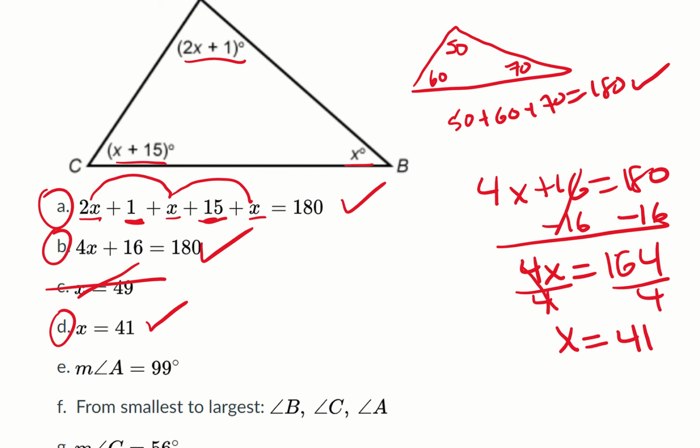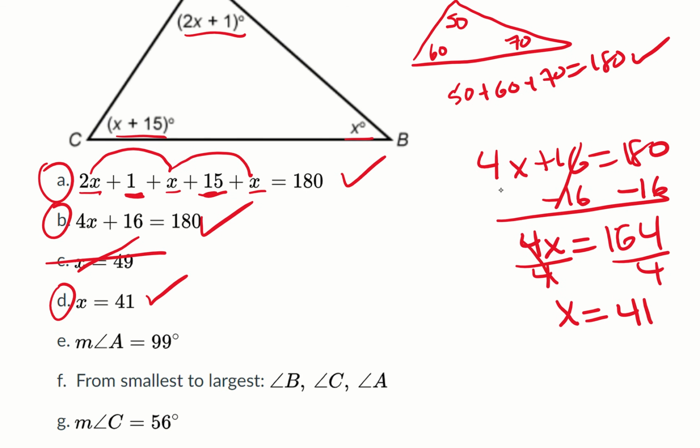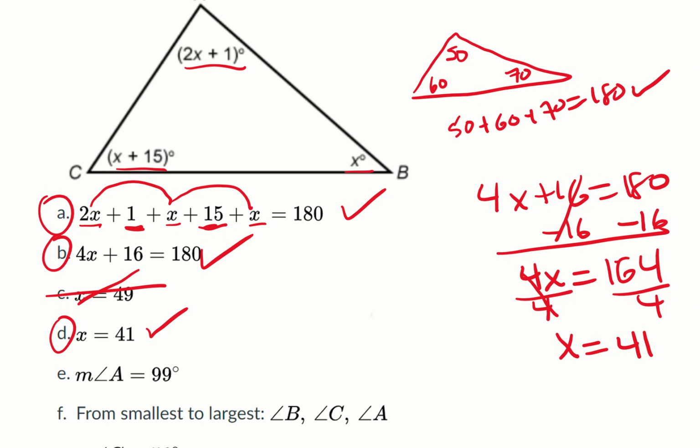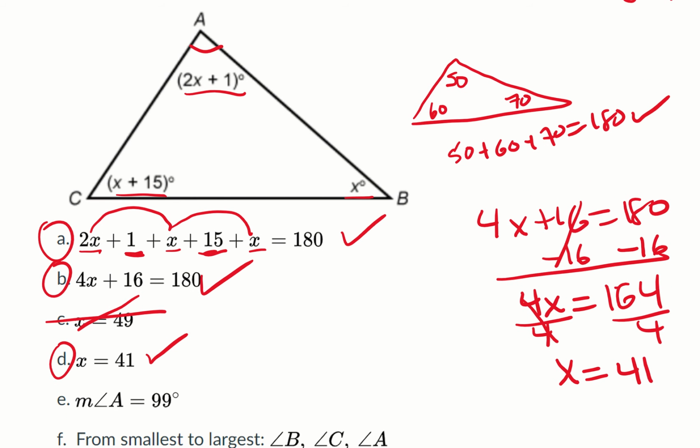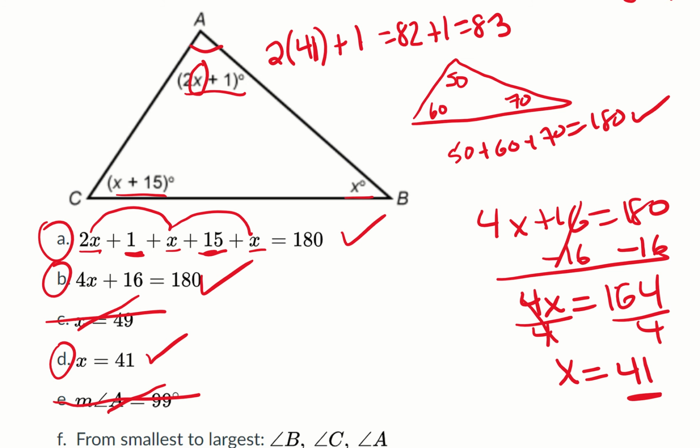It's 41. The measure of angle A is 99 degrees. So angle A is this guy, right? So let's go ahead and plug in what we found for x into here. Because remember, this is 2x plus 1. So 2 times x. X is 41, plus 1. So 2 times 41 is 82. 82 plus 1 is 83. So is that equal to 99? No. So that's not equal to 99. So we'll cross that out.